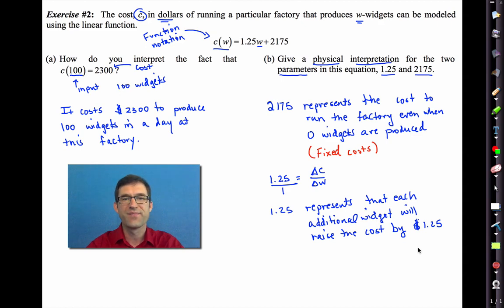All right? So each widget that's created, an increase in one widget represents an increase in cost of $1.25. Okay? And slope always has an interpretation like that. As this thing goes up by 1, this thing goes up by whatever. All right? So, pause the video now, write down whatever you need to.